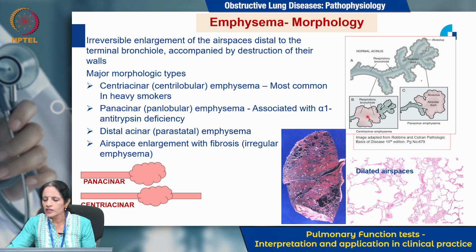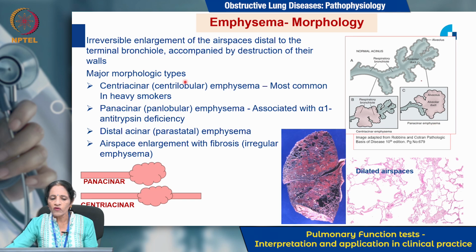In case of centriacinar emphysema, what is called central enlargement, there is irreversible enlargement of the respiratory bronchioles without much inflammation, and the terminal part is normal. Whereas in pan-acinar emphysema, that is emphysema affecting the entire acini, the respiratory bronchiole along with the alveolar duct is also enlarged.